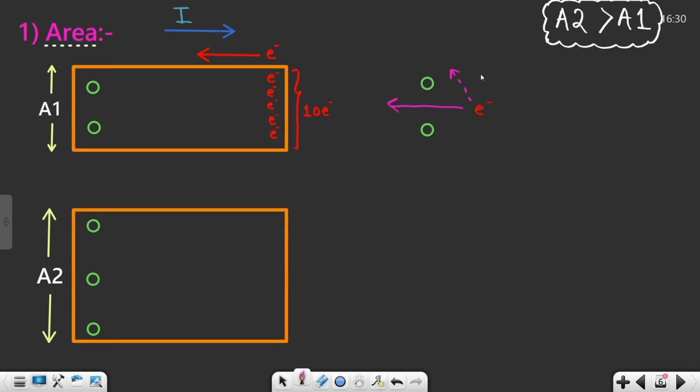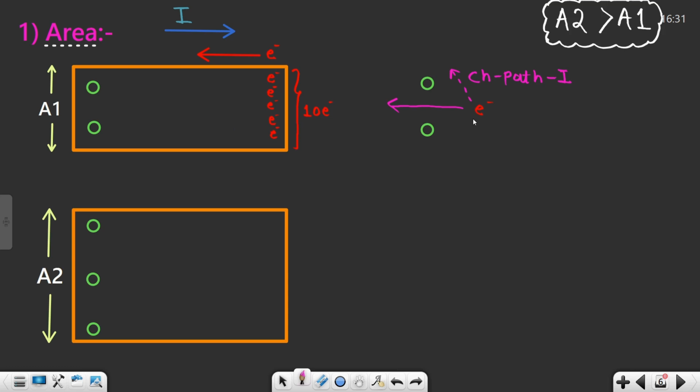This is the changed path, let's say changed path 1. My electron got deflected because this nucleus is positively charged. But you see, my current is moving in this direction. So what I want, my desire, is that my electron should flow in this way. It should never flow in this direction, nor in this direction as well, right?